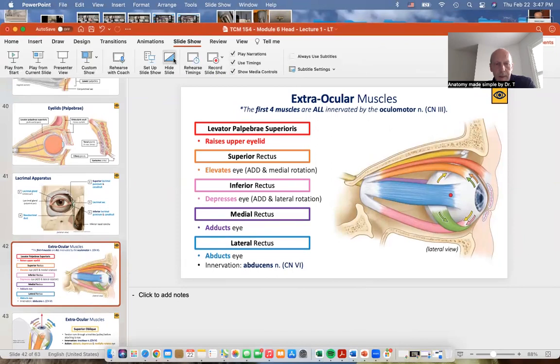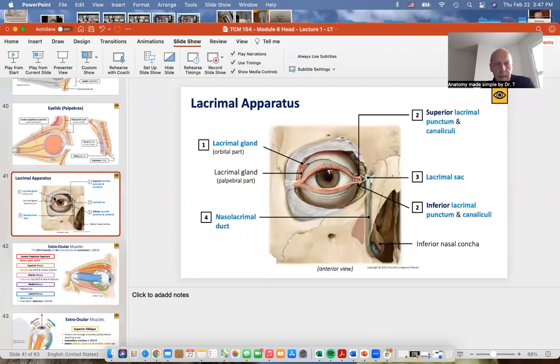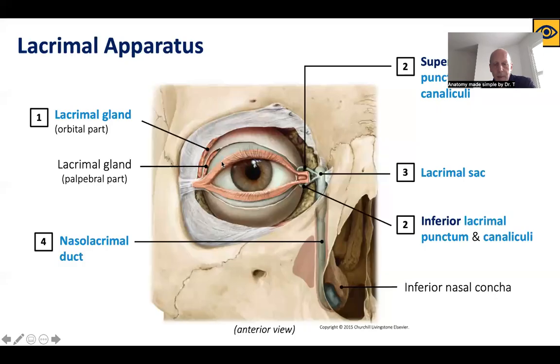This is the last one that you and I covered, the lacrimal apparatus. Then the next one is about muscles that will be attached externally to the eyeball. So just to bring us back on the same track, we talked here about the lacrimal gland in the upper lateral quadrant of the orbit, and then the punctum on both upper and lower eyelid with superior and inferior canaliculi that will drain tears from the conjunctival sac.